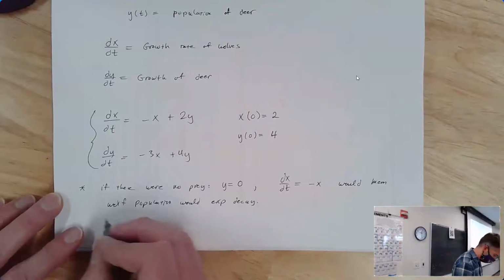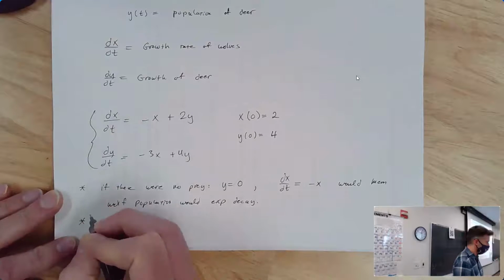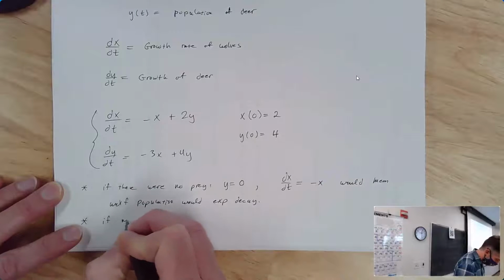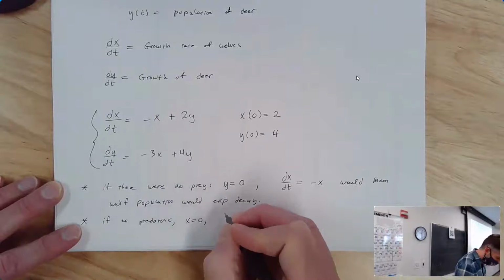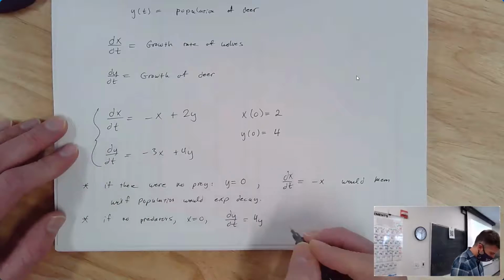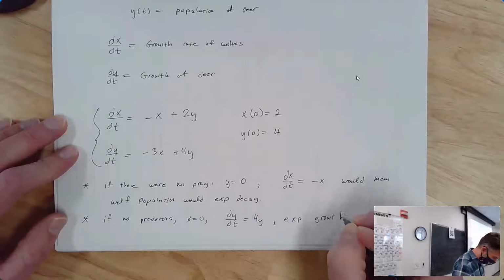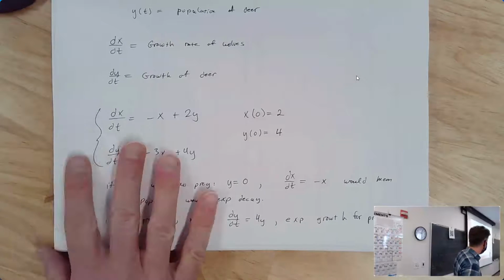And similarly, now, obviously there's lots of factors we're not taking into account biologically. There's a lot of things you don't consider when you try and make your model simple. We're pretending like the deer can just eat food and be fine if there's no wolves. So if there were no predators, that is, if x were equal to 0, then dy/dt would be 0 plus 4y, which would mean exponential growth for the deer. Which again, at least with our model, makes sense.